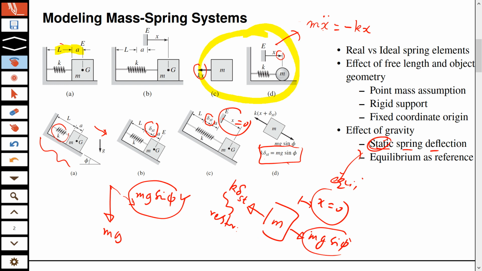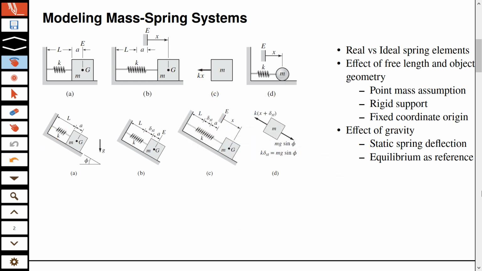Now what is the consequence of this? If you now want to write the equation for this free body, this free body has one force which is mg sine phi, and the restoring force will include the force as a consequence of x as well as the force as a consequence of delta. We don't need to take into account L and A because they are free lengths, and free length will not give rise to any force.